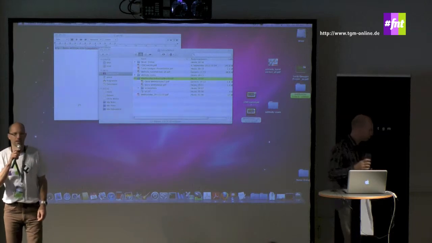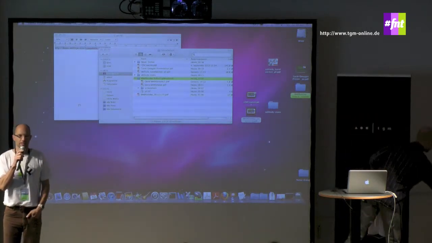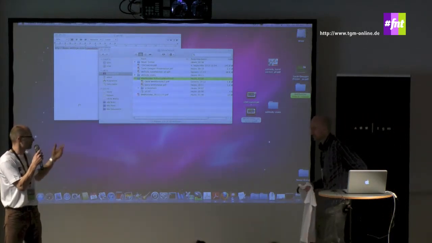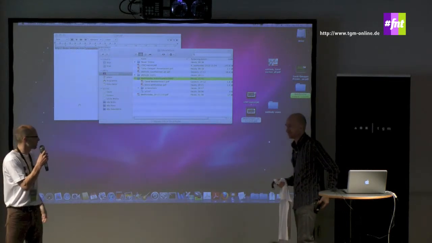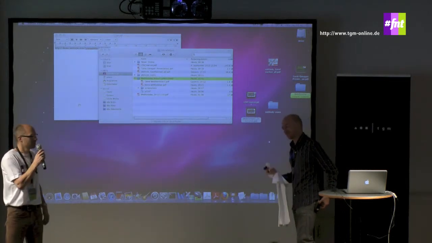Any more questions? I think this is probably one of the problems, to actually implement all these things into websites. It's not that easy.